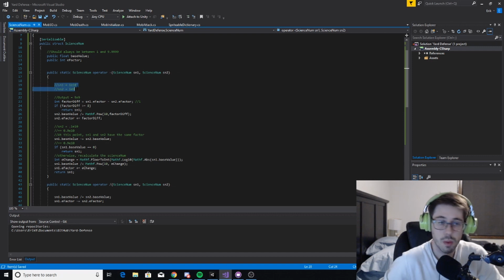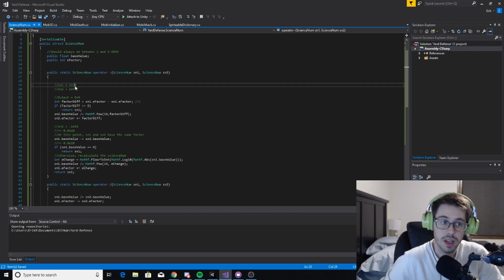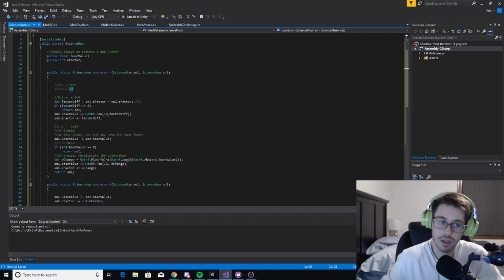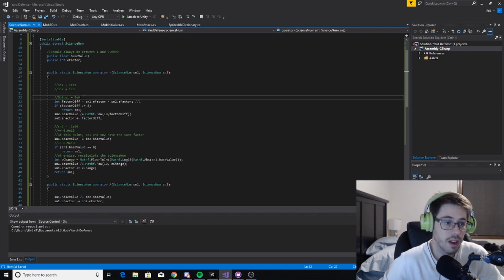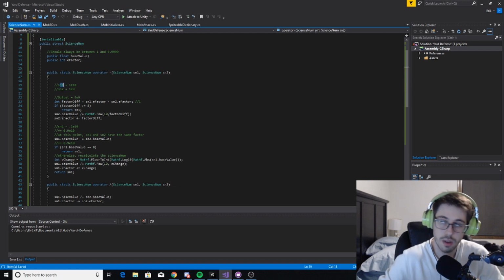So for this example, we're going to look at SN1 being 1e10, or 1 times 10 to the 10th, or 1 with 10 zeros after it. And SN2 is 1 with 9 zeros after it. Both of them have a base value of 1, but SN1 has an E factor of 10, and SN2 has an E factor of 9. So when you subtract SN2 from SN1, you should end up with 9e9, or 0.9e10.